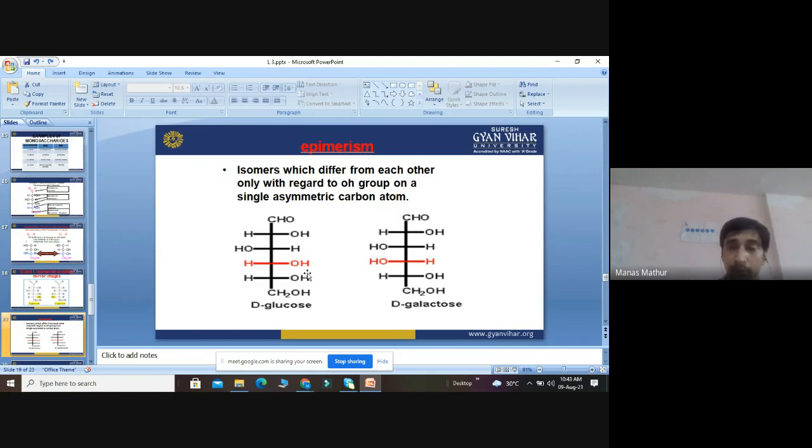So this one, when OH is on the right hand side, is called D-glucose, and when OH is on the left hand side, we call it D-galactose. So biochemically, we can say that D-glucose and D-galactose are functional epimers of each other with respect to carbon number 4, because at carbon number 4 the position of H and OH has been changed, right? So we talk about isomers.